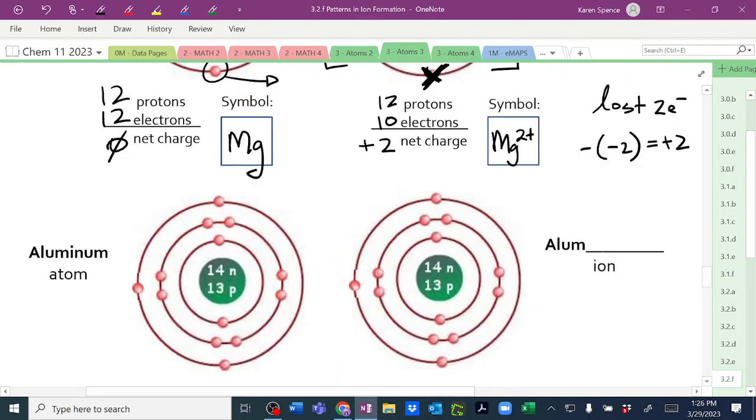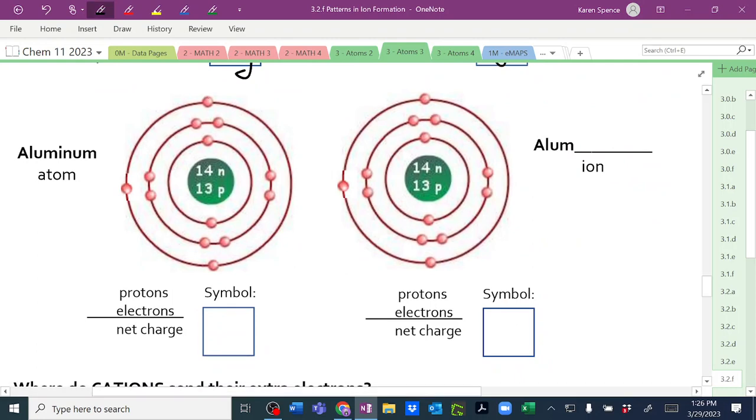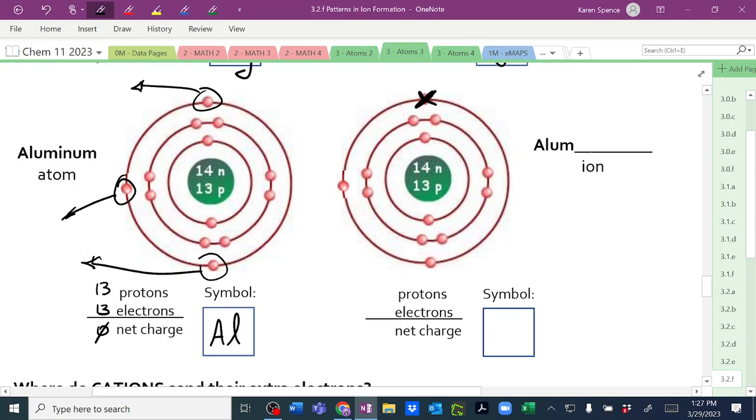All right. I think there is one more. We have aluminum. For completeness, we have 3 electrons, which can all go bye-bye. Bye-bye. We start with 13 protons and 13 electrons. Net charge is 0. Symbol is Al. We're going to show these going away by crossing them out.